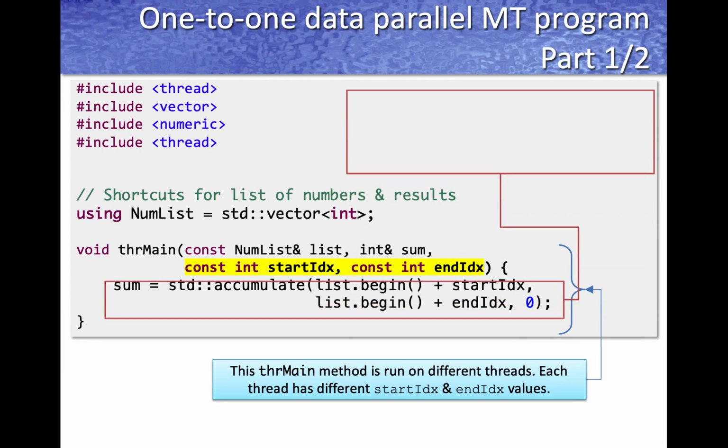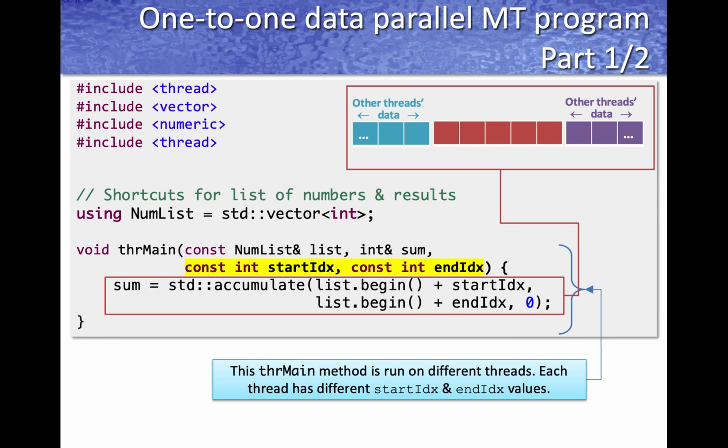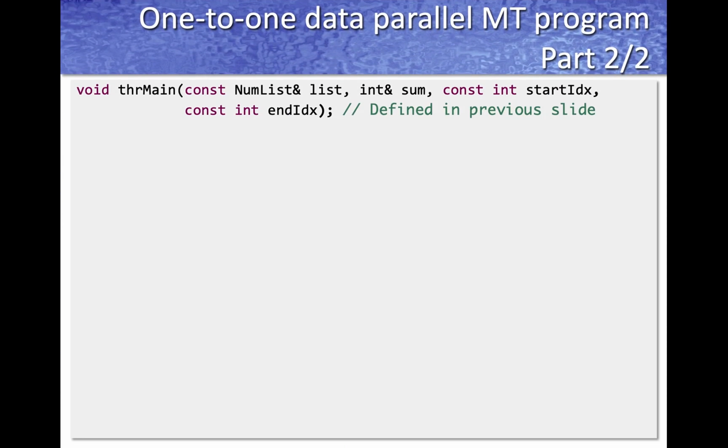So you should be able to visualize this, that the list that is given to us has all of the values. Each thread gets a specific starting index and ending index, and it iterates over that list of numbers, adds them together, and generates the intermediate result in the sum parameter that is supplied through a reference to this method. Now let's see how to call this thread main method.